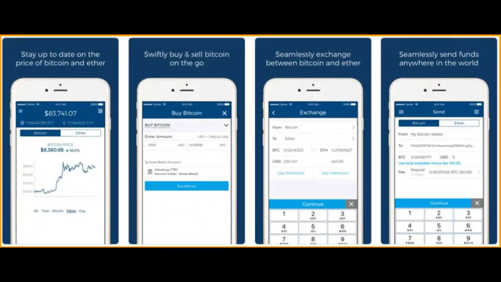Mobile wallets. Mobile wallets for Bitcoin, altcoins, and Ethereum are the most used wallets right now on the market, and they are used because they are mobile based and also easy to use.